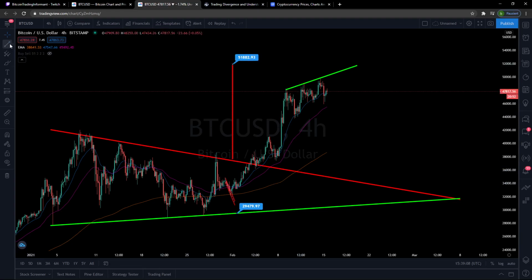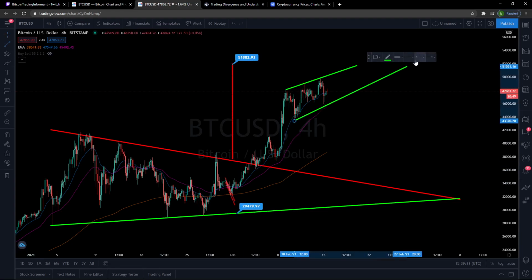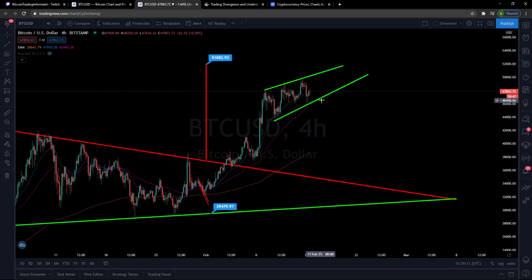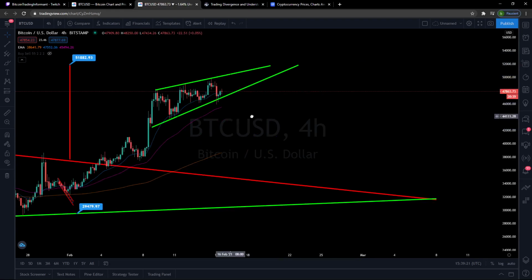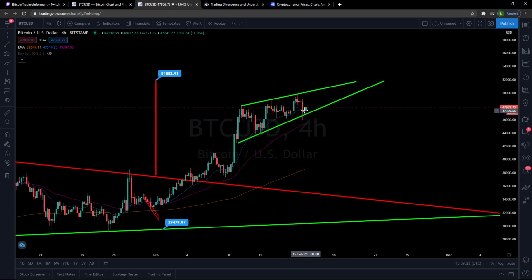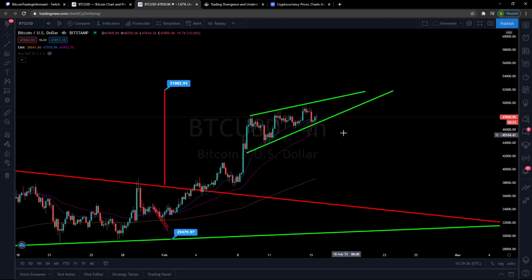And in the 4-hour chart, you can see this rising wedge here. We are still working in this rising wedge. Everything is fine. In the last 4 hours or the last 8 hours, Bitcoin spiked down a little bit under it, and it's fighting back again. It's now in this rising wedge.